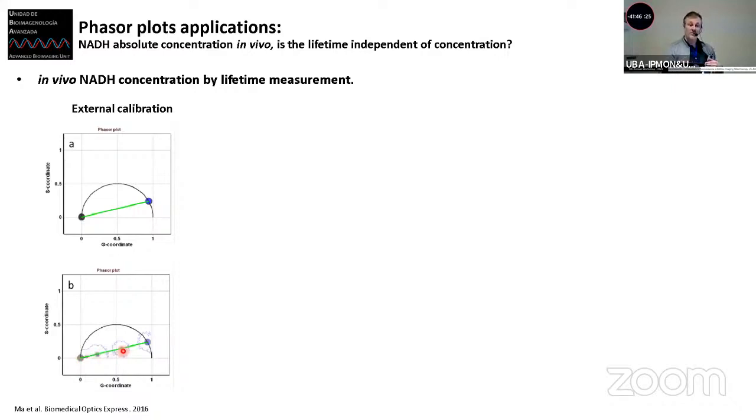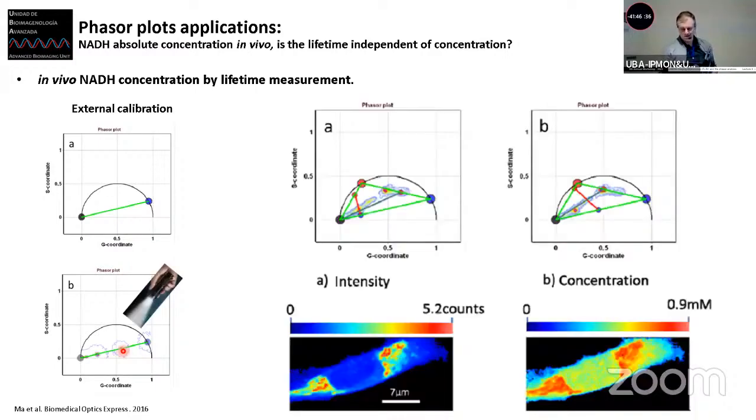So if we have different amounts of the fluorophore in different pixels, they will show up in this linear combination. And the calibration will enable us to give you the concentration. So this is the situation.